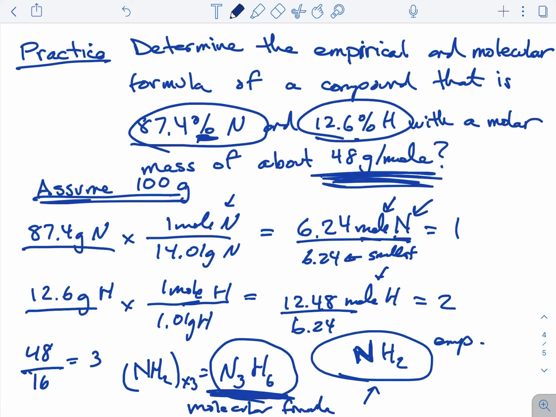And then to get the molecular formula, we take the real molar mass, we divide it by the empirical formula's molar mass, that gives us a multiplier. We multiply the subscripts, and that gives us the molecular formula.